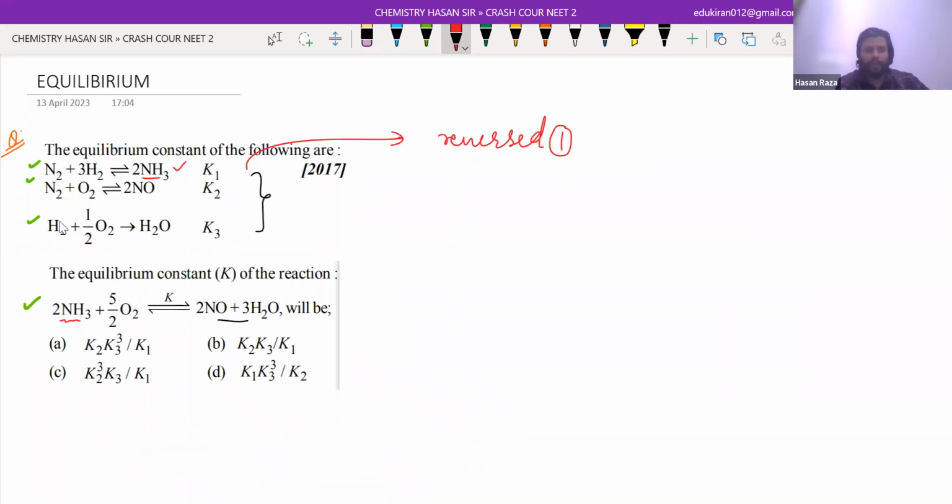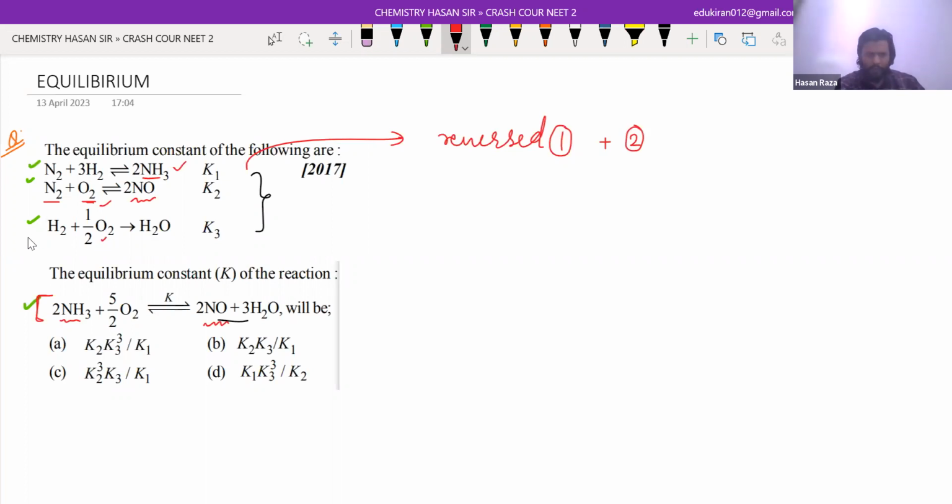Then go for the next reaction, that is N2 plus O2, and you are not able to see N2 here because maybe it has been cancelled. So don't worry about that. O2 is given in this and this equation. So you are going to think about NO. 2 moles of NO is on the right hand side, and you can see 2 moles of NO on the right hand side. That means it just added the second equation as it is.